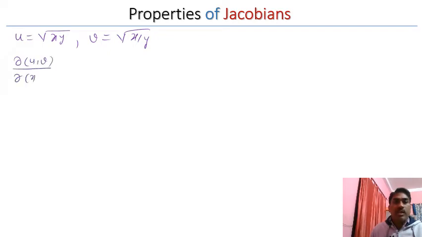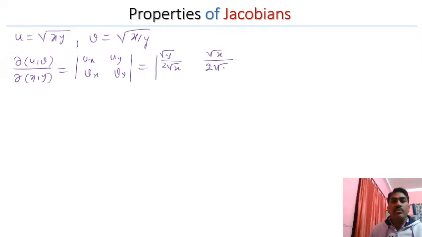with respect to x, y. So this is u_x, u_y, v_x, v_y. What is this? u_x is equal to square root of y by 2 root x. And what is u_y? This is square root of x by 2 root y. What is v_x? v_x is 1 by 2 square root of xy. And finally, what is v_y? This is minus square root of x by 2y root y. So just calculate it. What does it yield?